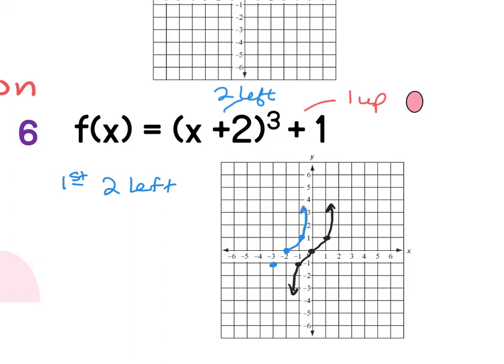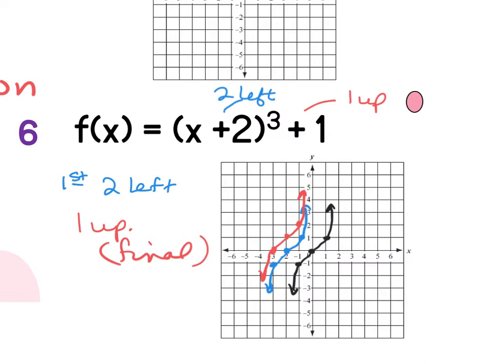Connect it, make your wiggle. Now I'm going to take those 3 blue points and I'm going to move them all up 1. And this will be the final. So 1 up, 1 up, 1 up. Make your wiggle and you're done.